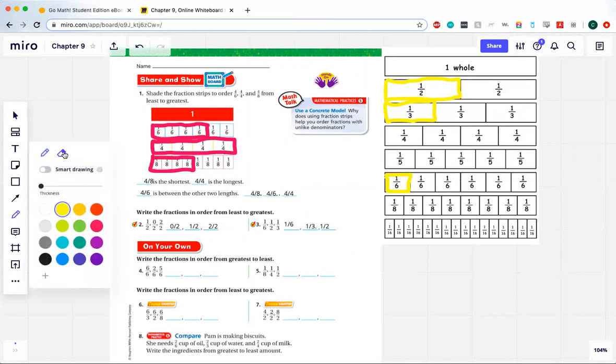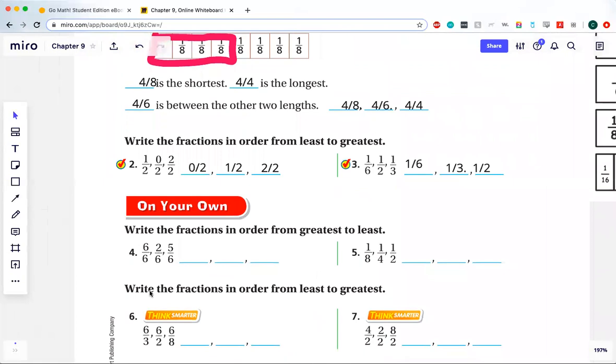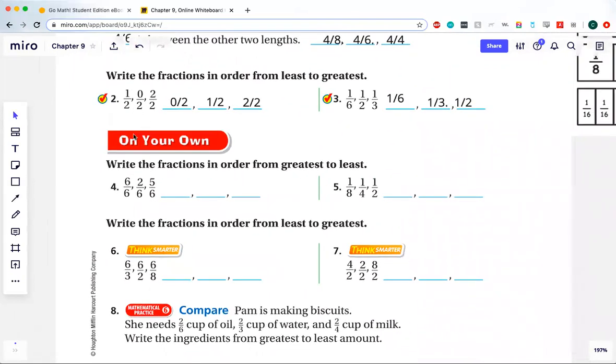All right, let's erase this in case we want to use it again. Let's go and try these. So just like before, these are 6, 6, 6, all my denominators are the same. So all I need to do is put them in order from the smallest, or this one we're doing backwards, greatest to least. So we're going to go from biggest to smallest.